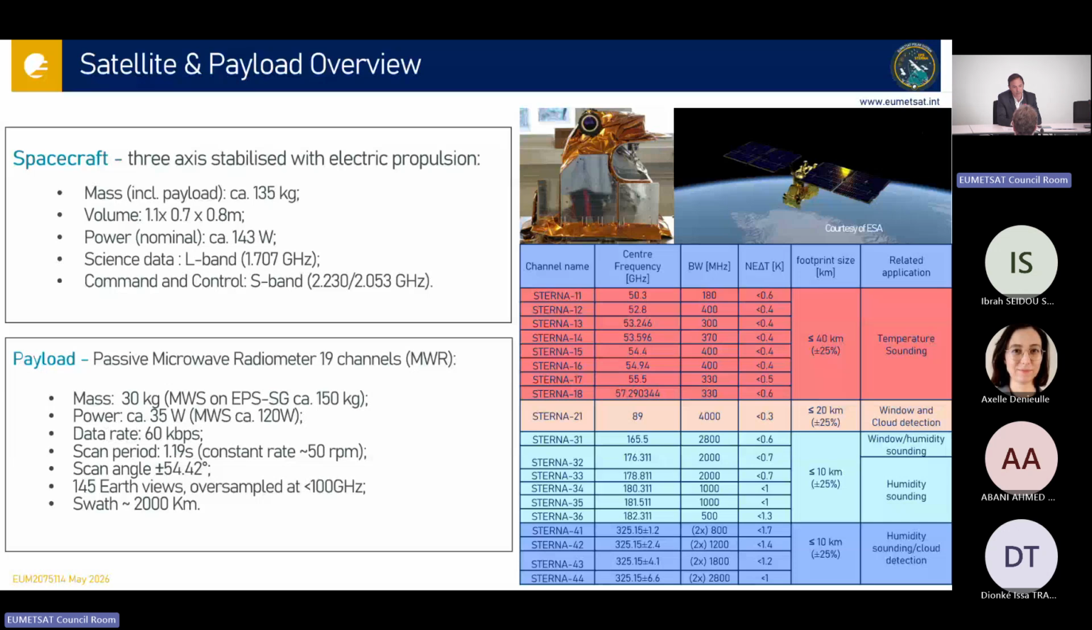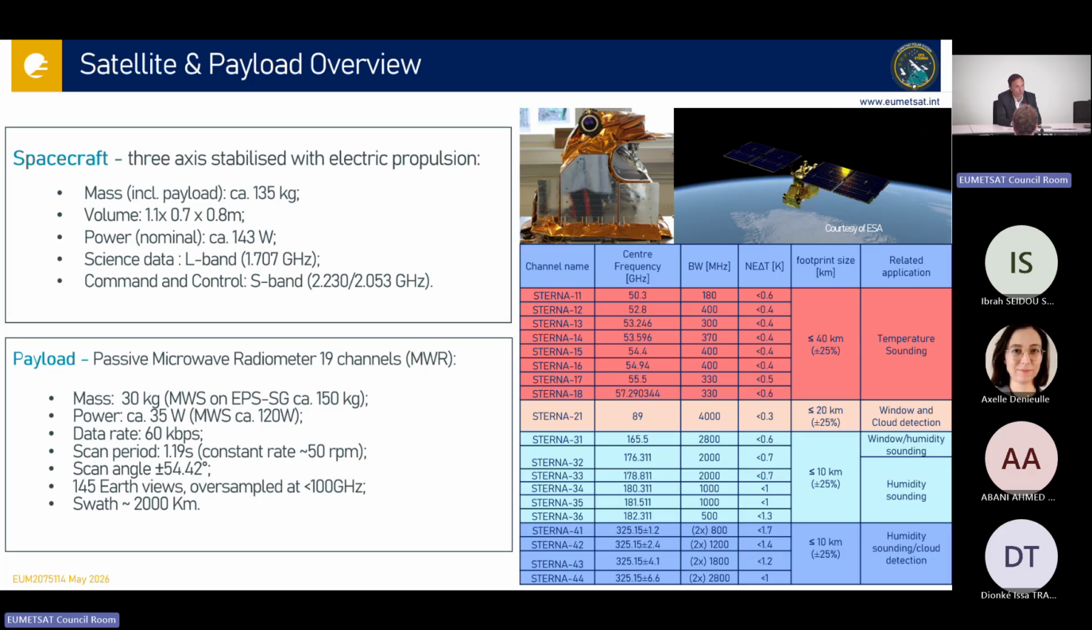In terms of satellite and payload, the spacecraft is a 3-axis stabilized satellite. It's a small satellite, about 1 meter square. It features electric propulsion and has a weight of about 135 kilos, power consumption about 140 watts, and it transmits data in L-band mainly, and it features, of course, also direct broadcast capability. The S-band channel is used only for commanding and also to repatriate data, but mostly data will be descending in L-band.